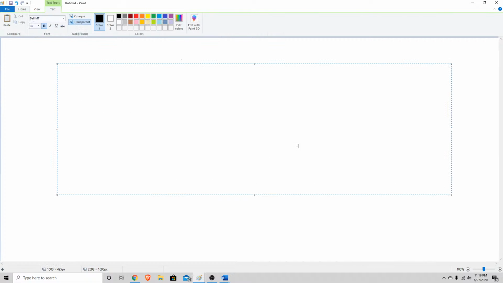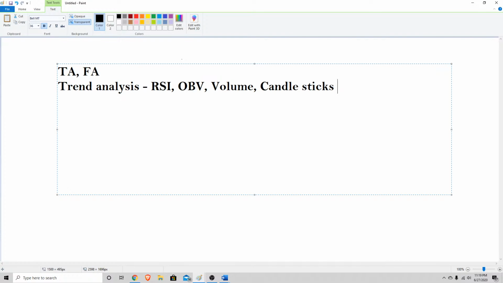The first step's basically fundamental analysis and TA. Okay, so TA, FA, those are going to be your starting points, right? You have to know how to read the charts. So TA is trend analysis for those that don't know. Okay, trend analysis, things like RSI, OBV, on balance volume or volume, candlesticks, candlestick patterns, okay, support and resistance, things like that.